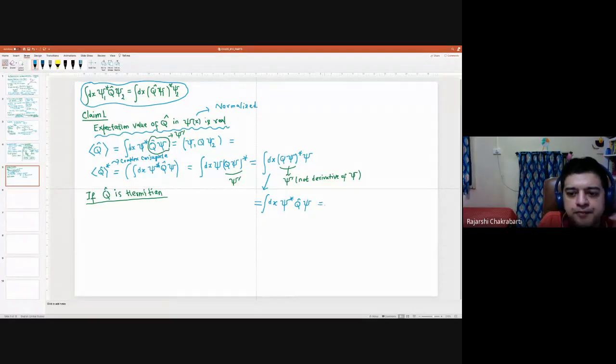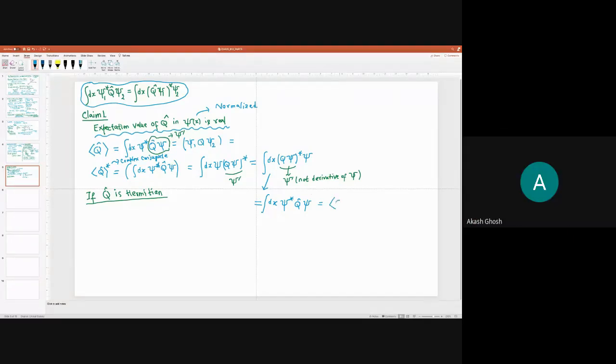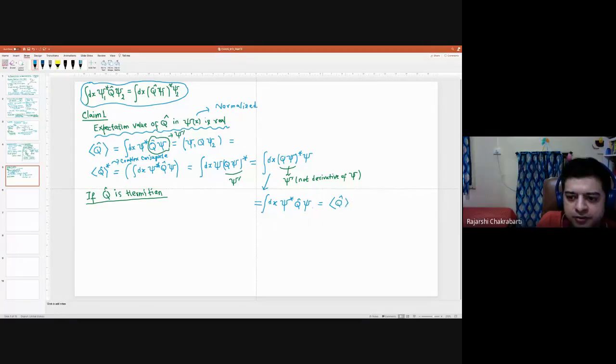And what is this? Can anyone tell me what is this? This is psi comma Q psi, isn't it? And this is nothing but your expectation value of Q. What I have proved doing this is that the expectation value of Q star is equal to Q.